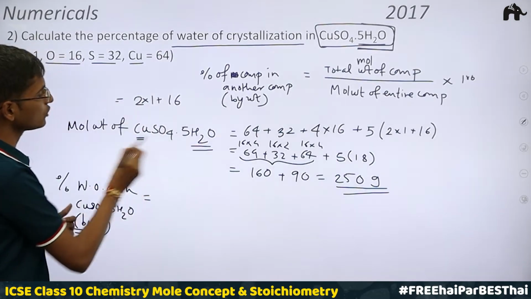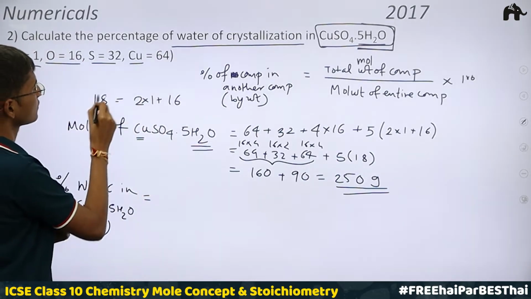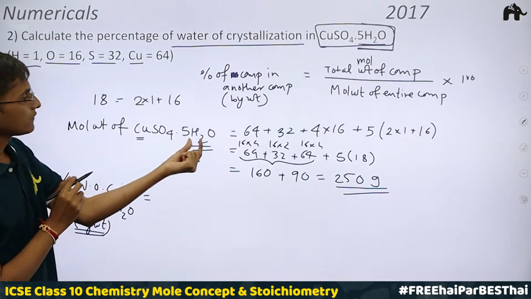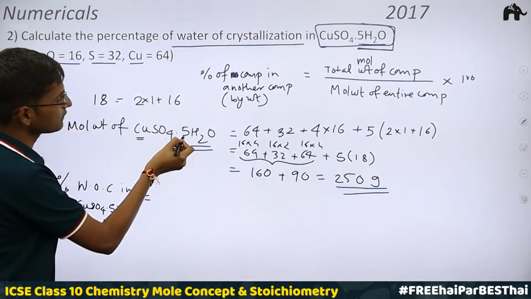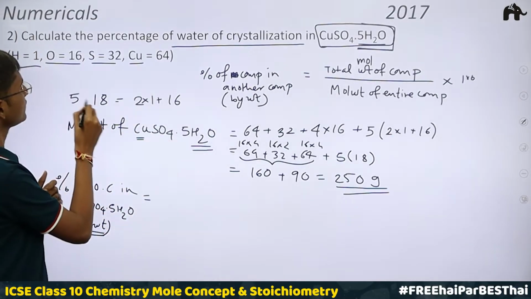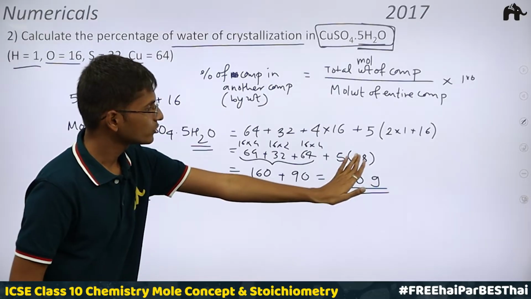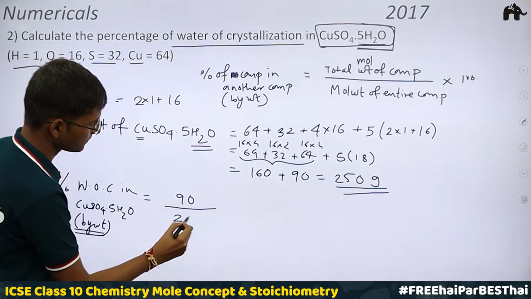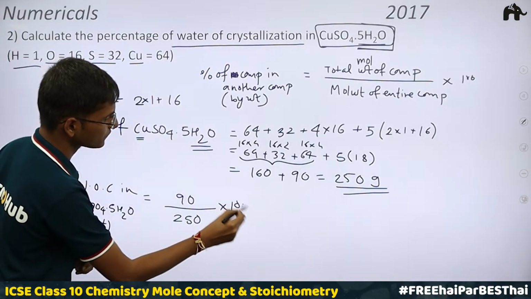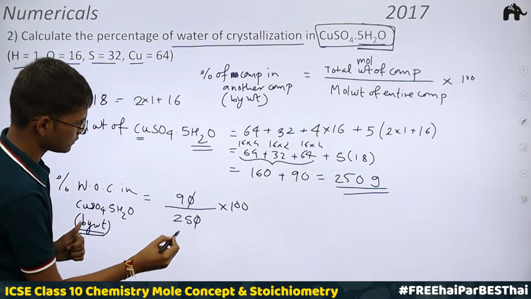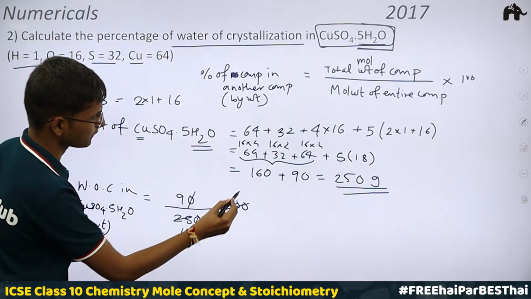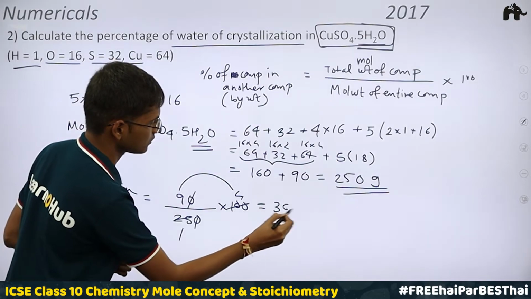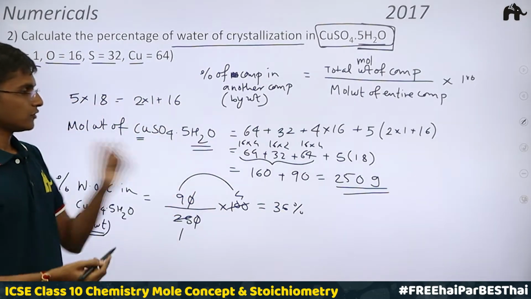So 1 molecule of water's weight is 18. Therefore I can say that the molecular weight of water is 18. Now I am having 5 molecules of water, so 5 into 18, right? We have done this here. 5 into 18, it's 90. So 90 upon 250 into 100. Now we would do simple calculation. 25 1s are 25, 25 4s are 100, and 9 4s are 36, right? 36%. We got your answer.